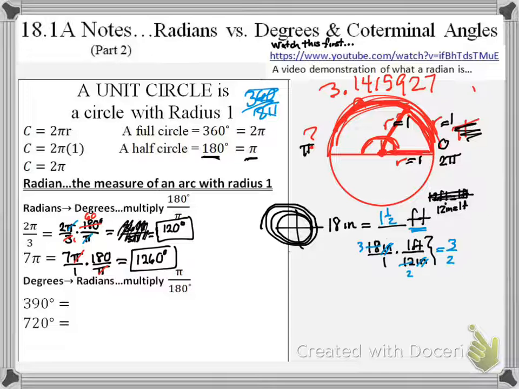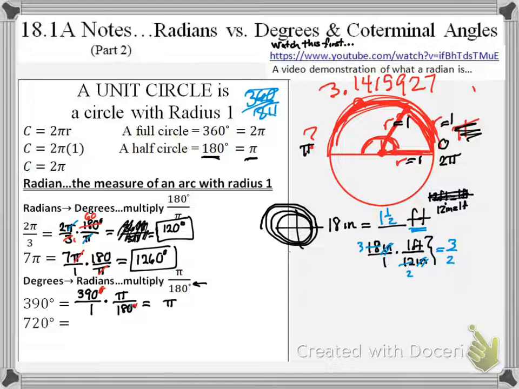These are problems where I'm starting with degrees and I want to get rid of the degrees. Since I want to get rid of the degree symbol, I'm going to put the degree symbol on the bottom. So I'm going to call this 390 degrees over 1. I want to get rid of the degrees, so I put 180 degrees down here and pi up here. The point this time is to get rid of the degree symbol and still have pi as part of my answer. So I throw the pi over there, and then I use my calculator maybe to reduce the rest of it.